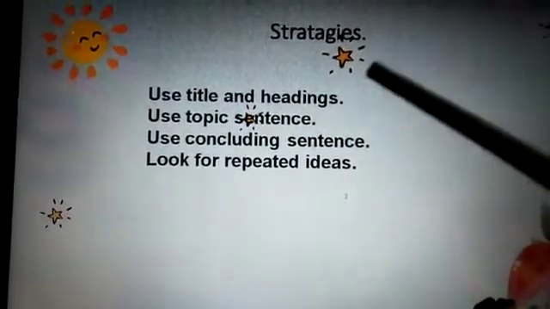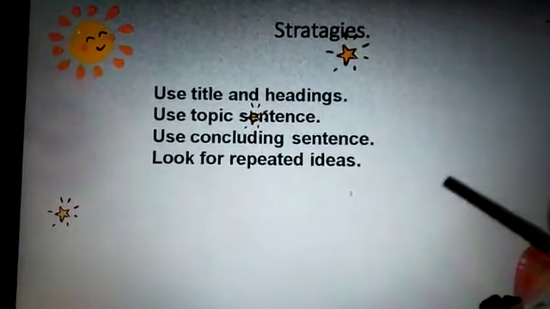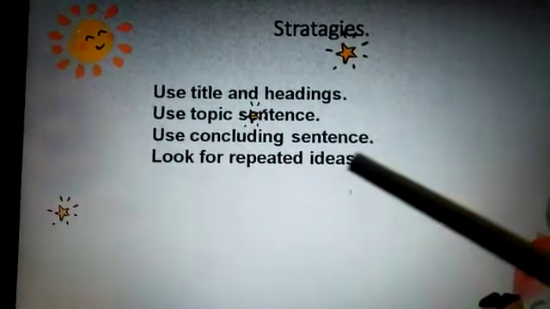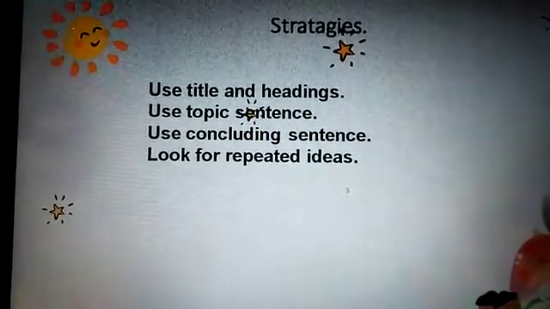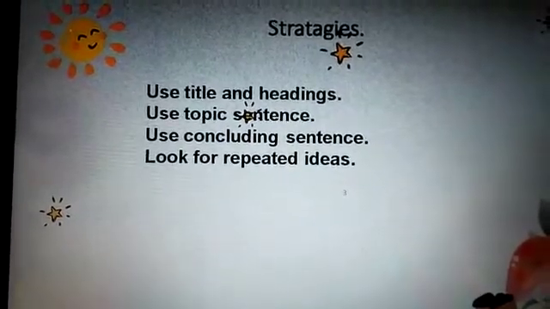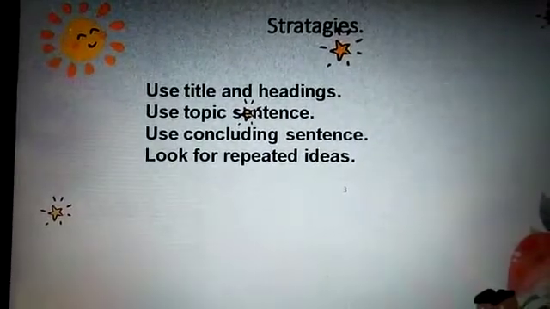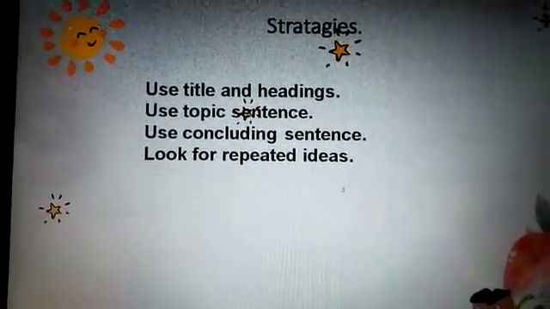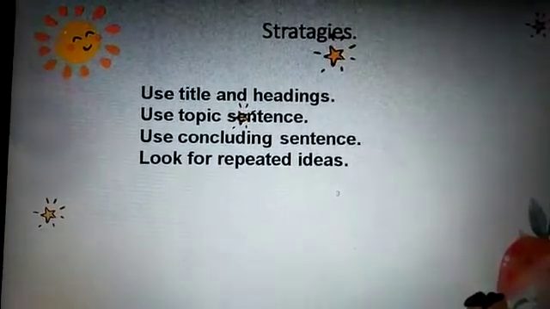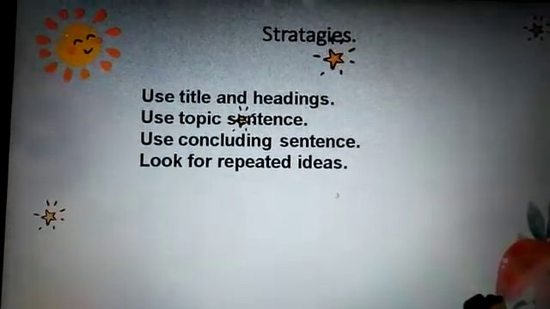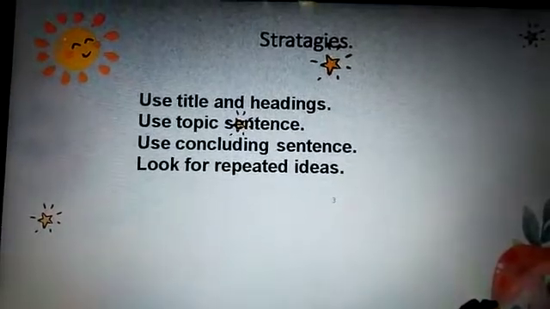So what strategies do we use to find the main idea? First of all, use the title and headings. How are we going to find out the main idea of the poem? First, we have to find the title and the headings. So what is the title of the poem? The Table and the Chair. So we are going to write about the table and the chair.